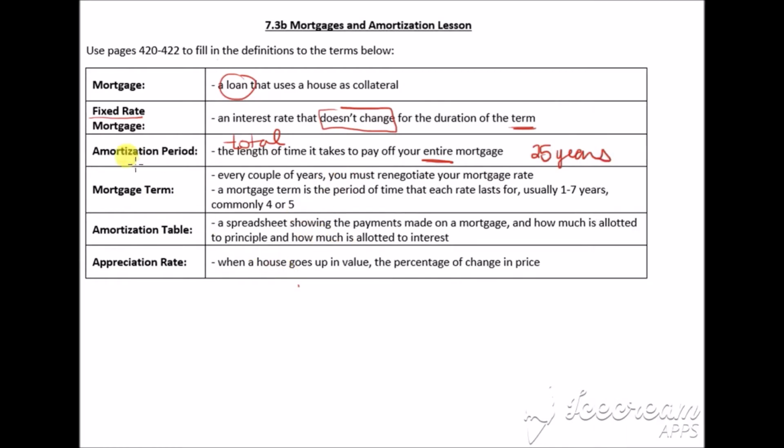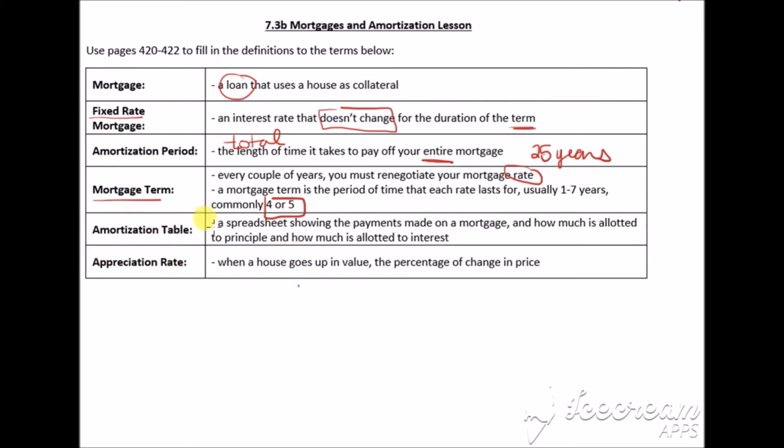Okay, what is a mortgage term? Every couple of years you have to go into the bank and renegotiate your mortgage rate, because there will be market fluctuations and the banks can't borrow money at the exact same rate. A mortgage term is the period of time that each rate lasts for. This is usually from 1 to 7 years. It can be shorter, like 6 months, and it can be greater, but the most common ones are 4 and 5 years. So like a 4-year term, and then you go in and you renegotiate your mortgage rate.